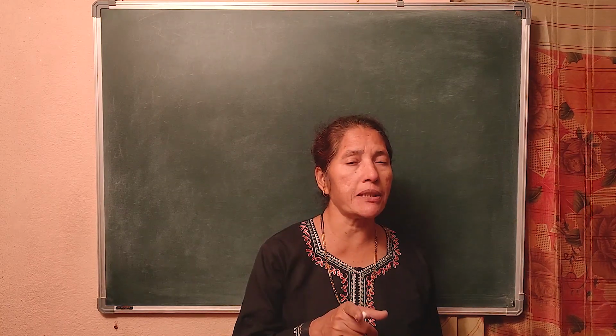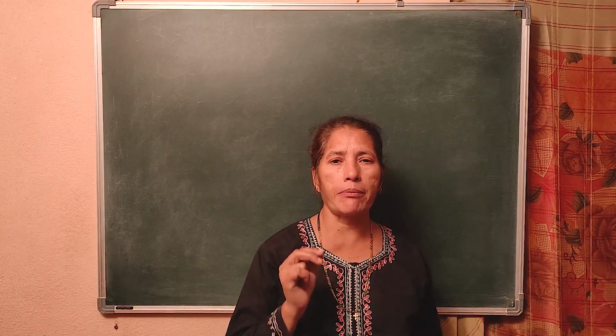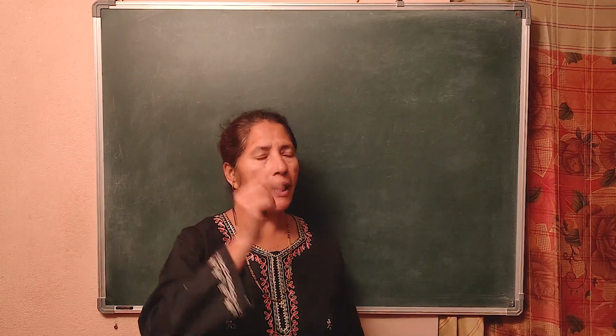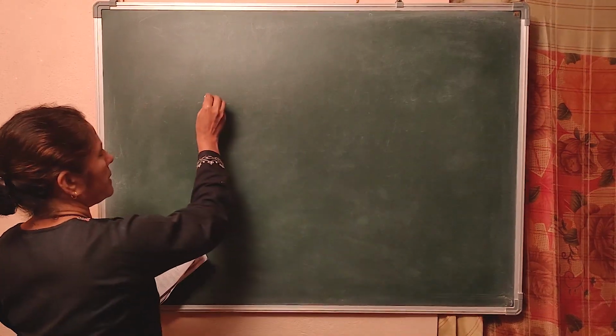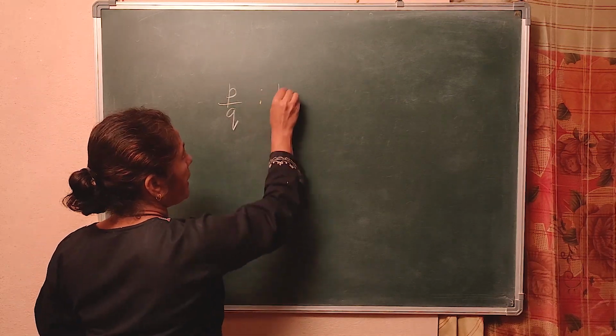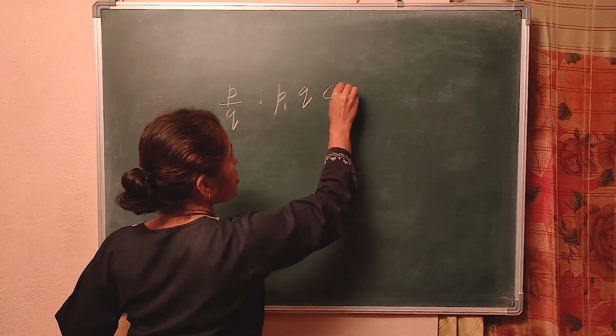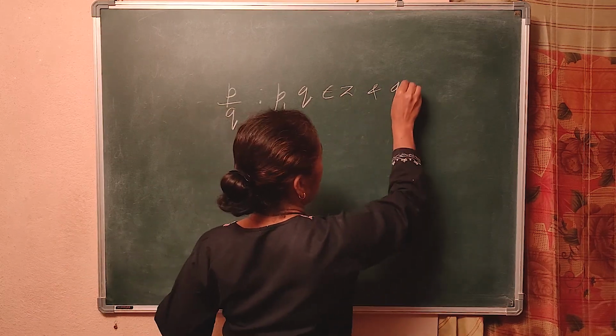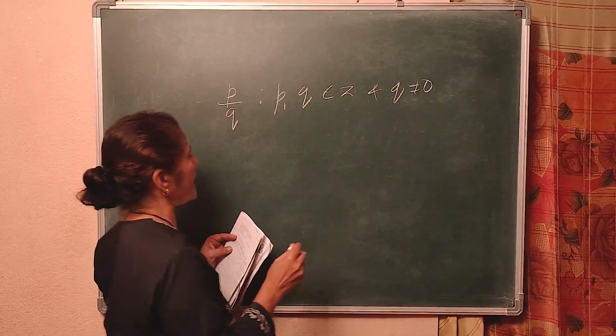Hello everyone. Today, let us study how to represent a rational number on a number line. What is the meaning of rational number? You have studied. A rational number can be written as p by q, where p, q belong to Z and q is not equal to 0. Am I right?